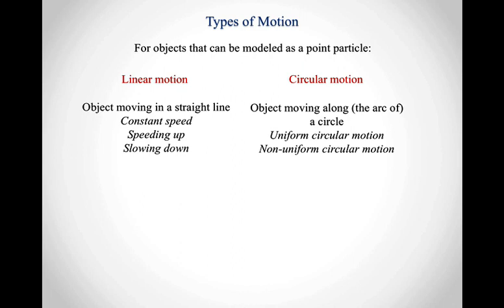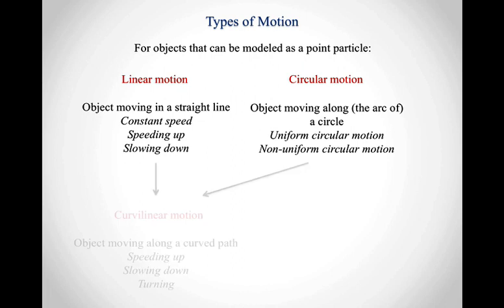You can also have non-uniform circular motion. This is where you're moving along the circle, or maybe just an arc of a circle, and you're changing speeds as you move along the arc. So swinging back and forth is non-uniform circular motion. You're moving along the arc of a circle as you swing, but you're doing it at different speeds as you go. Linear motion gives us the chance to change the magnitude of the velocity, slow down, speed up. Circular motion gives us the chance to turn.